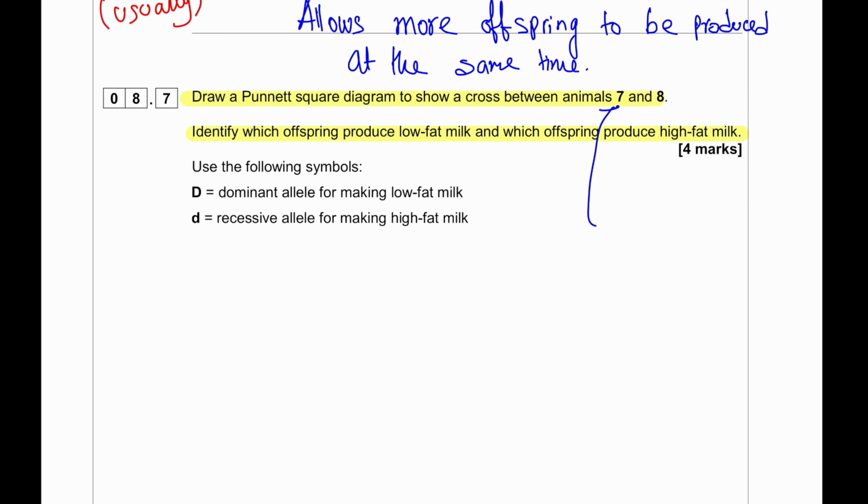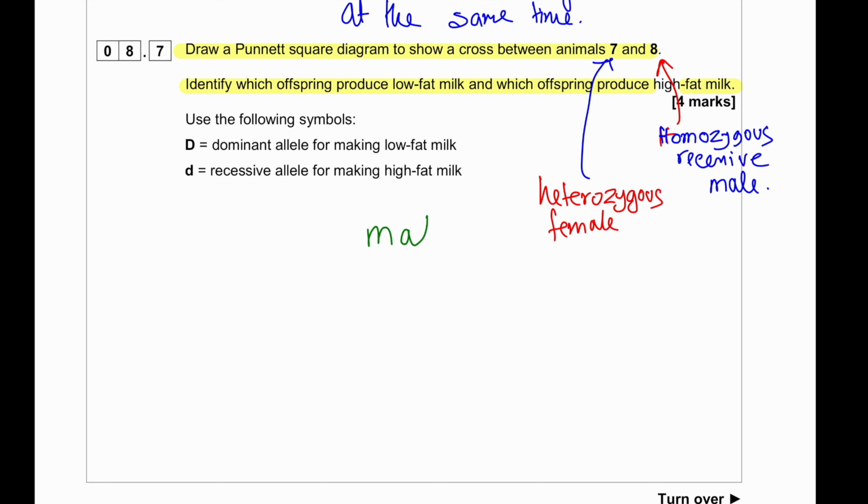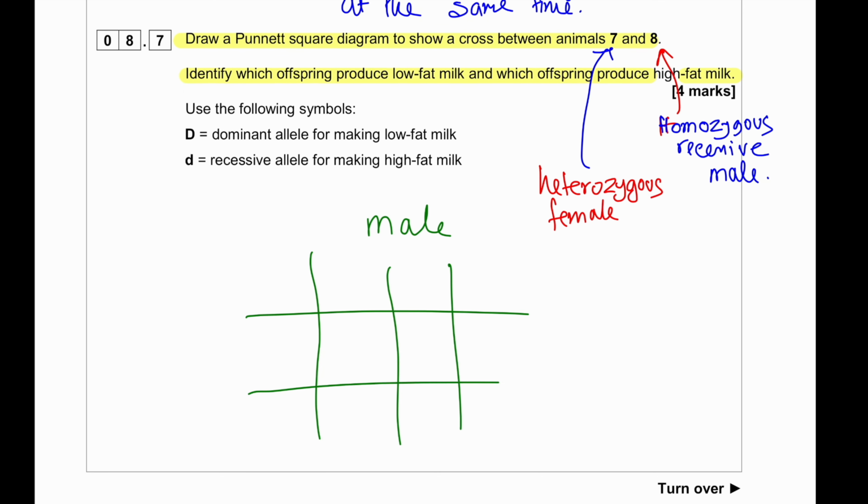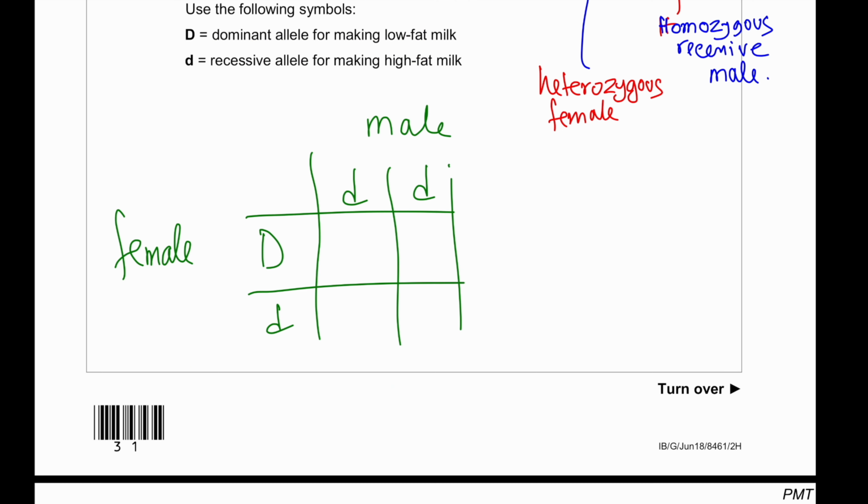So the identity of animal 7 is a heterozygous female, and the identity of animal 8 is a homozygous recessive male. So for the male, in the Punnett square, we can write small d and small d. And for the female, we can write capital D and small d. This produces offspring with 2 capital D small d, and 2 small d small d. So the ones that have capital D have low fat, and the ones that have small d have high fat.